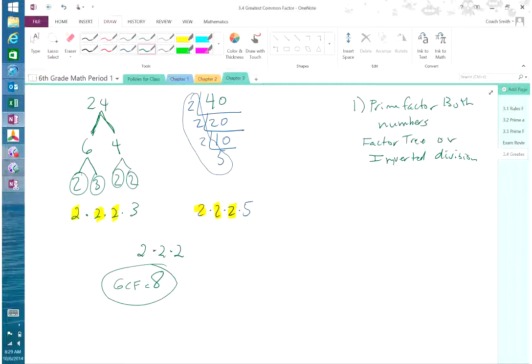The directions are going to say, find the greatest common factor by listing the factors of each number. Okay, I want you to do it using prime factorization. So everybody, perk up and hear. I want you to do all of them tonight using prime factorization. I don't care whether you use factor tree or inverted division. But where it says list the factors out, I do not want you to list the factors.